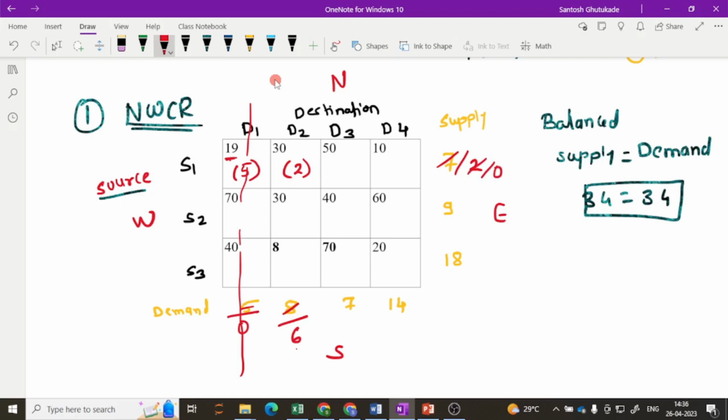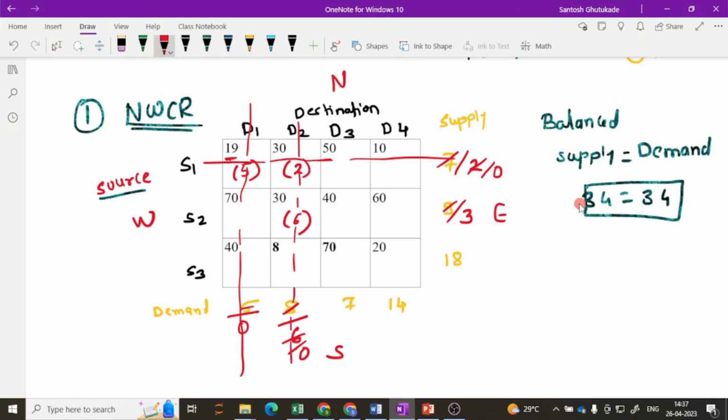When this row becomes 0, we cross this row. Now from the remaining matrix, 30, 40, 60, 8, 70, 20, the northwest corner is 30, where supply is 9 and demand is 6. So we fulfill the demand of 6 here, demand becomes 0, and from 9 we have taken 6, so the remaining is 3. Now this column again becomes 0, so we cross this column.